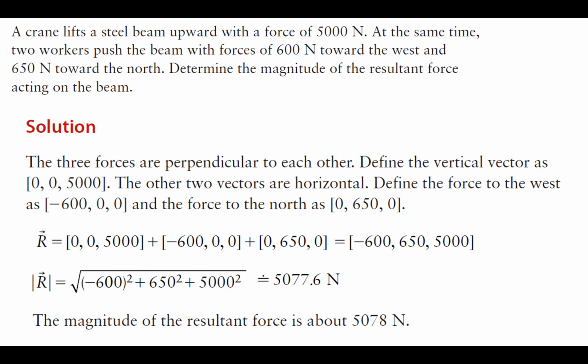And then substitute all the values in. This gives us -600, 650, and 5,000. Then the magnitude of R is given by the square root of the squared components, respectively. So that gives us approximately 5077.6 newtons. So the magnitude of the resultant force is about 5078 newtons. Okay, any questions?